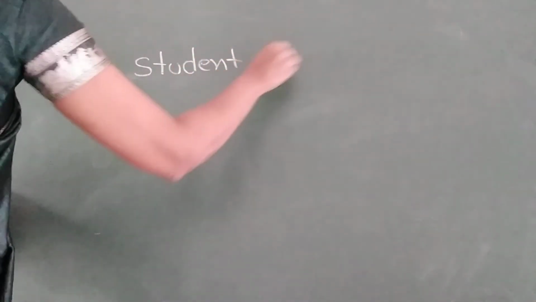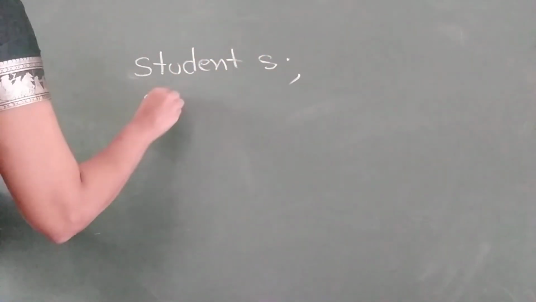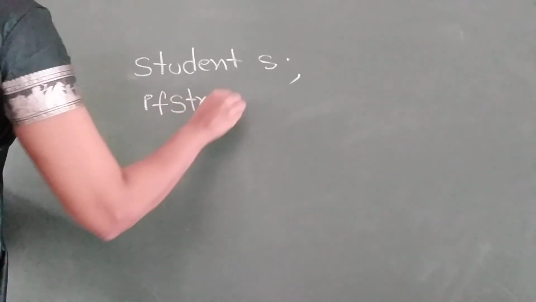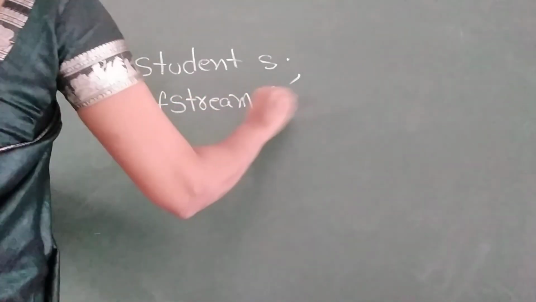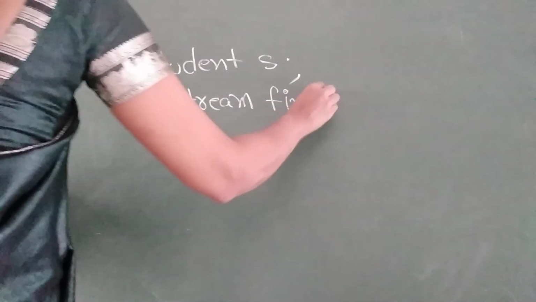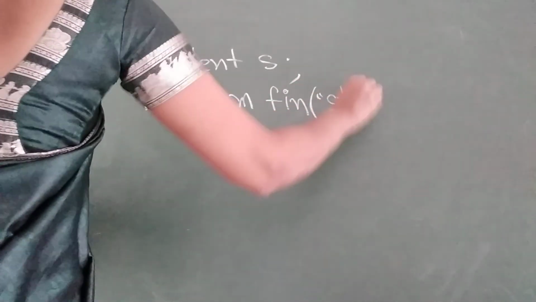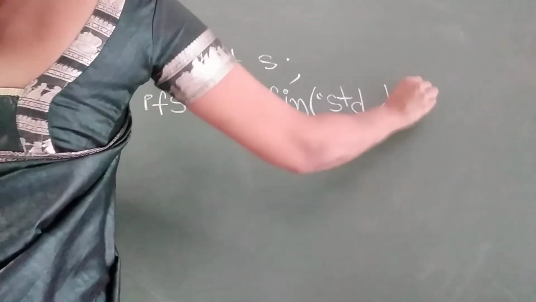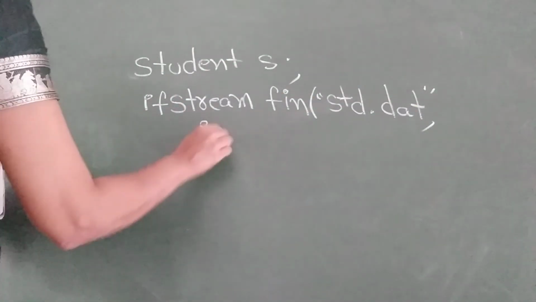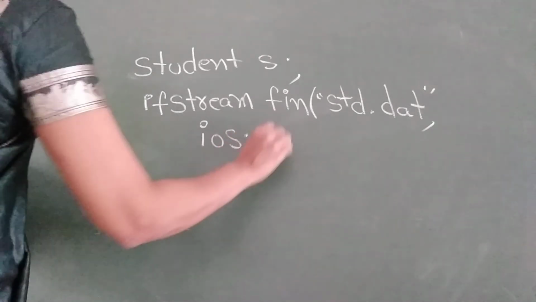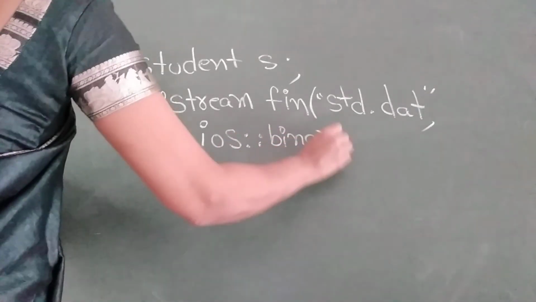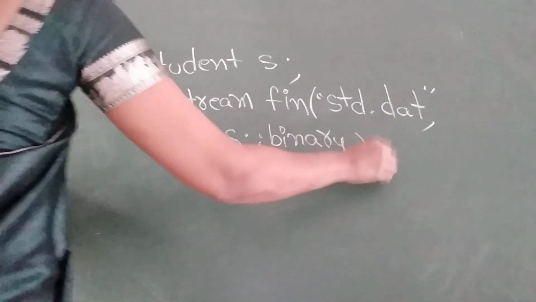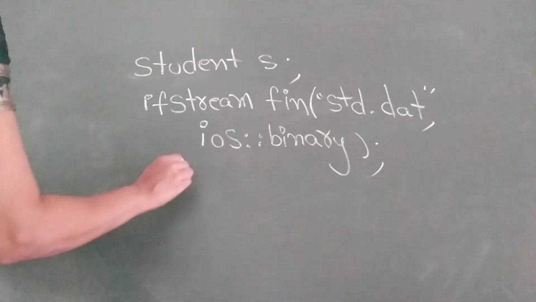So, student s. Everyone should have a textbook with respect to computers. fstream fin, and the file name is std.dat, for students. ios::binary. In order to read or write a binary file, we use ios::binary. Close it and semicolon. fin means file input.